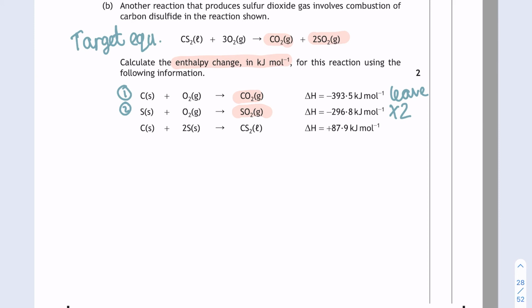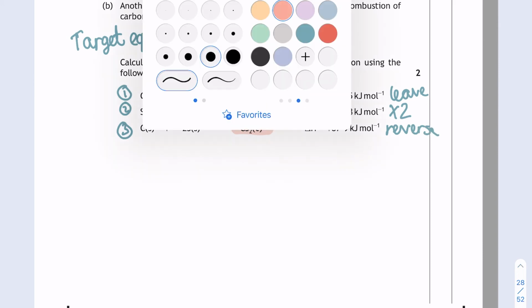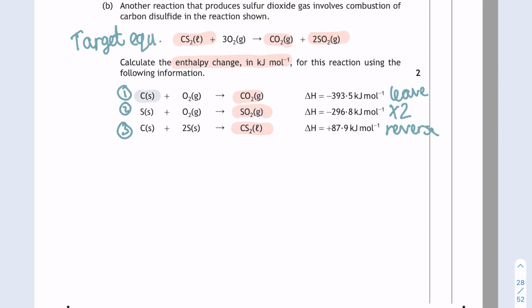And then finally, we're going to look at equation number 3. Again, have a look at the same thing. We don't have a carbon, we don't have a sulfur, but we do have this CS2, except it's on the other side of the target equation, so you're going to have to reverse it. If you take the ones that we don't have, so we've got carbons, for example, and we've got sulfurs, they're not in the target equation, but they get cancelled out when you reverse them and times them by 2, so you don't really need to worry about it. We're also timesing equation 2 by 2, so that means we're going to have 3 oxygens in total, so they usually sort themselves out.